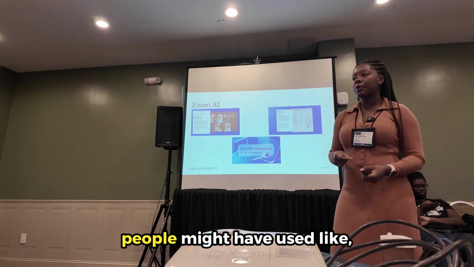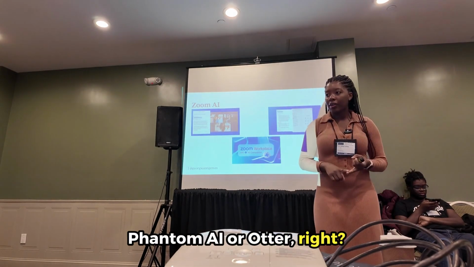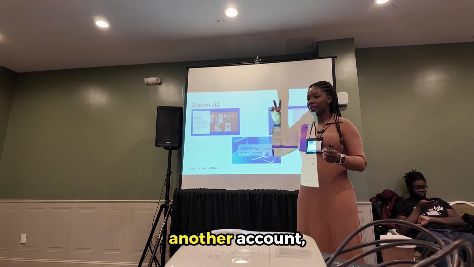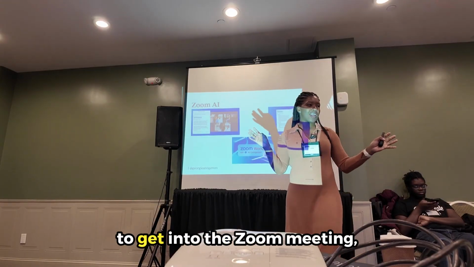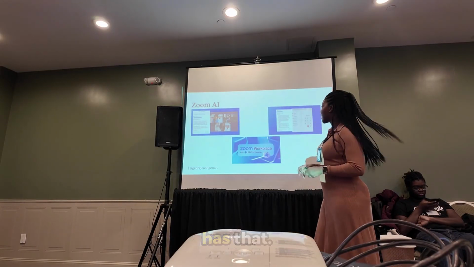So in the past, people might have used something like Phantom AI or Otter, right, to do the transcription. You don't need that anymore. It doesn't need to be a random person, another account. Like, why is the Phantom trying to get into the Zoom meeting? I don't want to let it in. Zoom AI Companion automatically has that.